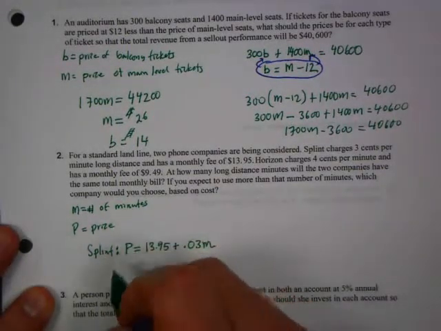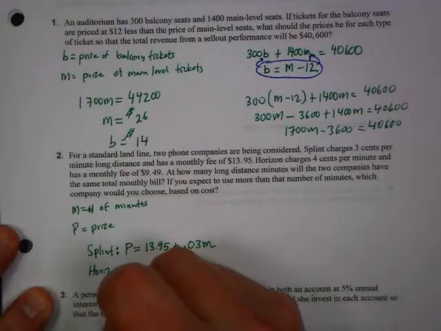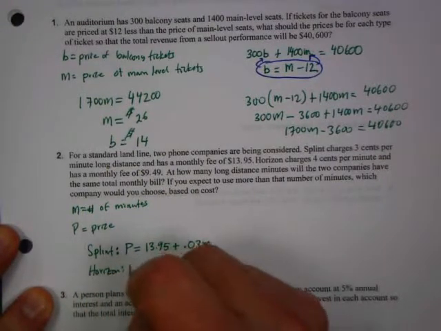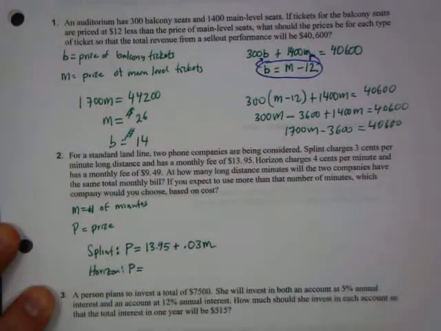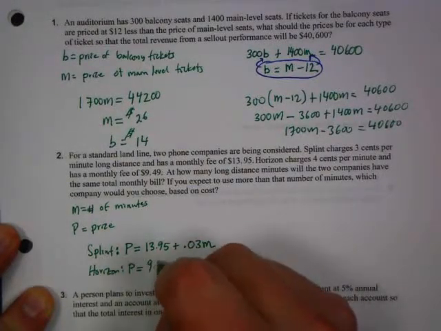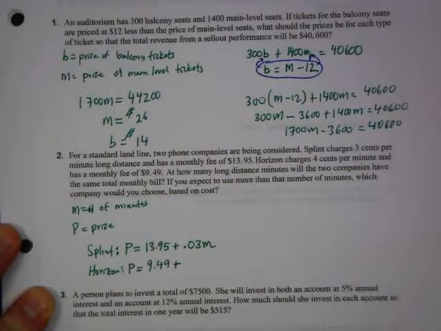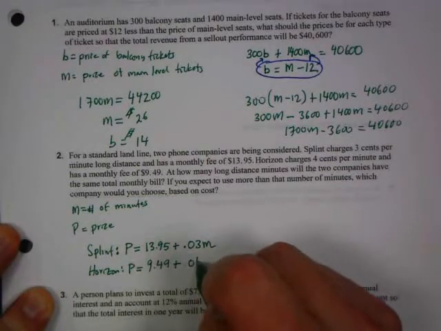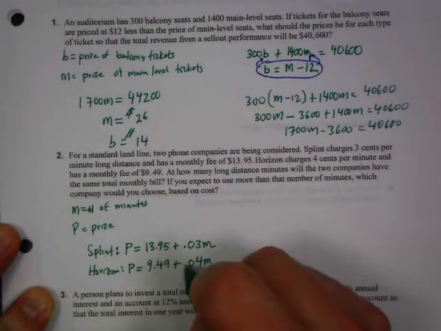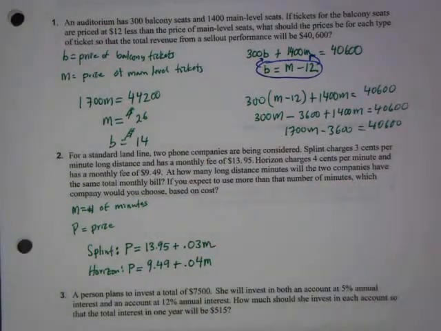Conversely, how about Horizon? If I pick Horizon, what's the price going to be? $9.49. Cost me $9.49 just to get the phone in my house. But then every time I make a call, what are they going to do? 0.04 M. So Horizon's cheaper to have the phone, but the calls cost more. All right, so I think there's our two equations.